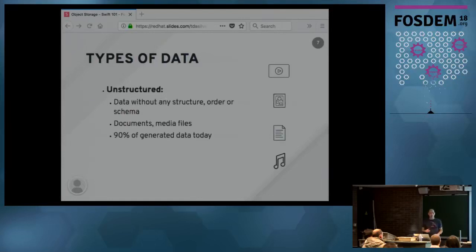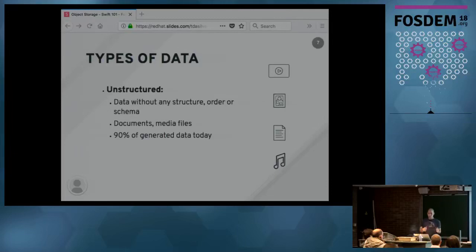And we have also what is called unstructured data. So that's data without any structure or any order or schema. Your typical example of that is all the media files that are out there being shared across the web, document files, research files. Think of, from X-rays down to even JSON files being shared across the web. What is interesting about unstructured data is that it makes up about 90% of the data that is being generated today.